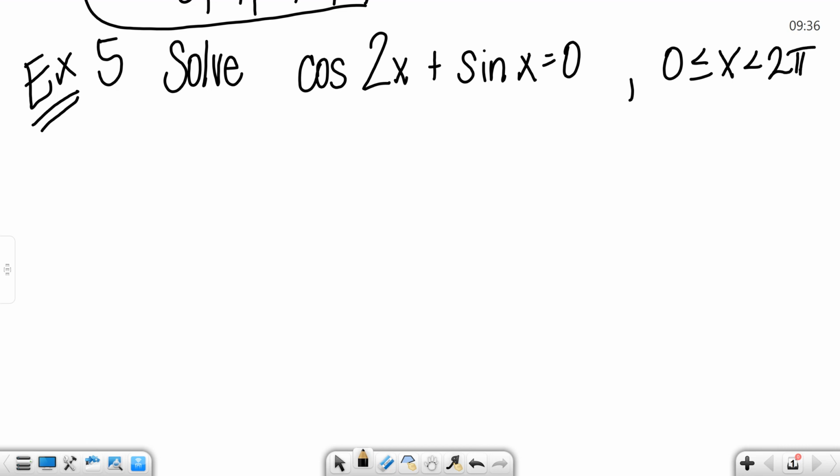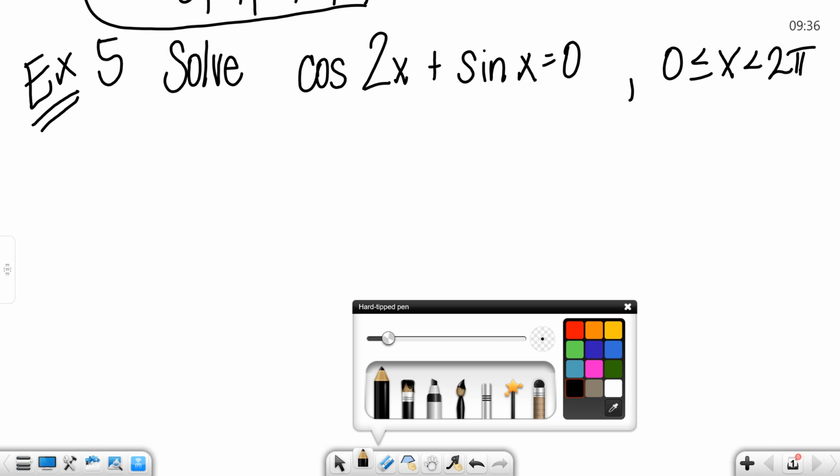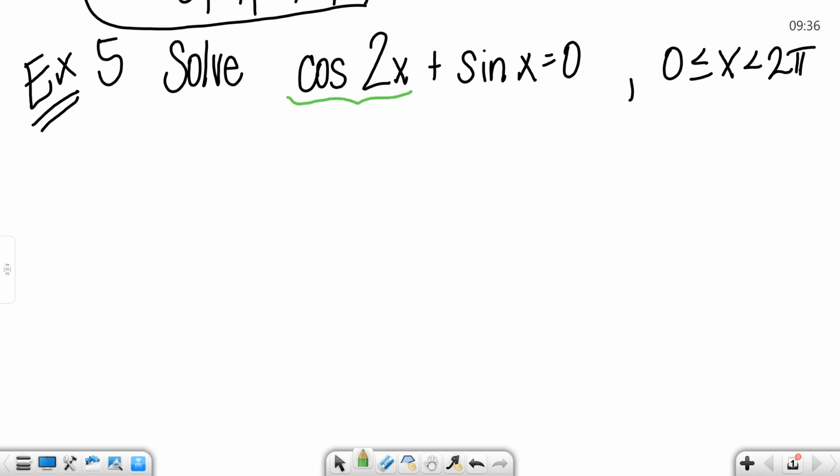Okay, so we're still solving, so we've got to get x alone. The trig functions are already on one side, so that's good news. So now I just have to figure out what am I going to do with this. Can't do any factoring here, but I do recognize that cosine of 2x, well, that's one of those double angle formulas. So, might want to pull out your double angle formulas.